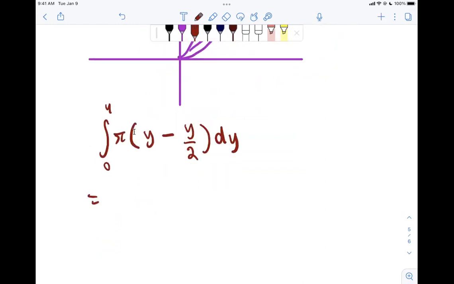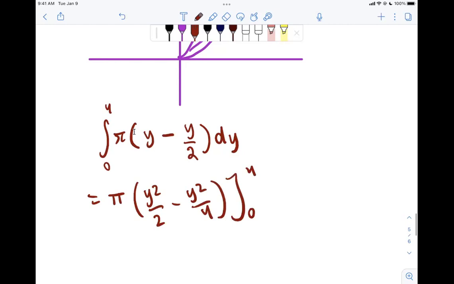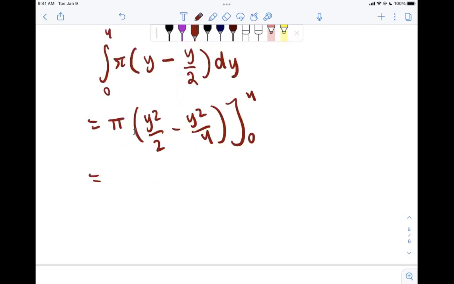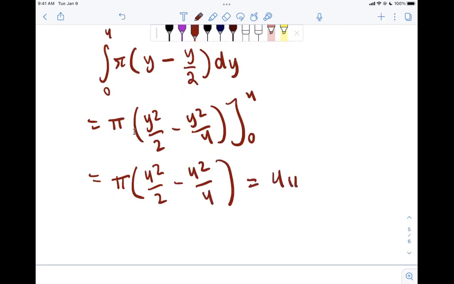So that's going to be pi times y squared over 2 minus y squared over 4, going from 0 to 4. And we'll plug that in. So that's pi times 4 squared over 2 minus 4 squared over 4. This should be giving us 8 minus 4 is 4, so that's just going to be 4 pi. And that's going to be our final result.